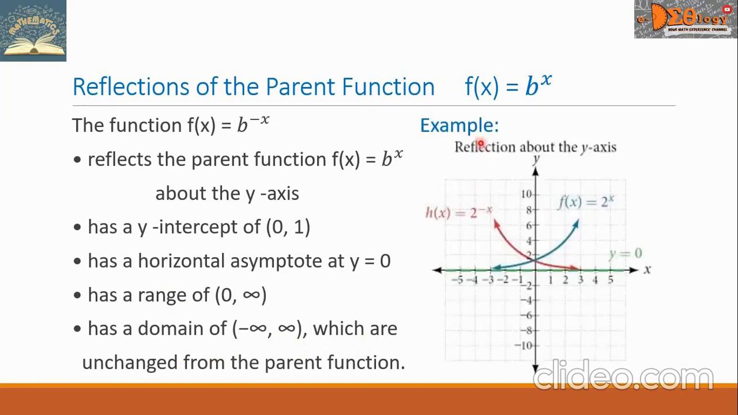Here is the example. We have the function f of x equals 2 raised to x. This is the parent function. Now, another function h of x equals 2 raised to negative x. This is now a reflection of the parent function about the y-axis.